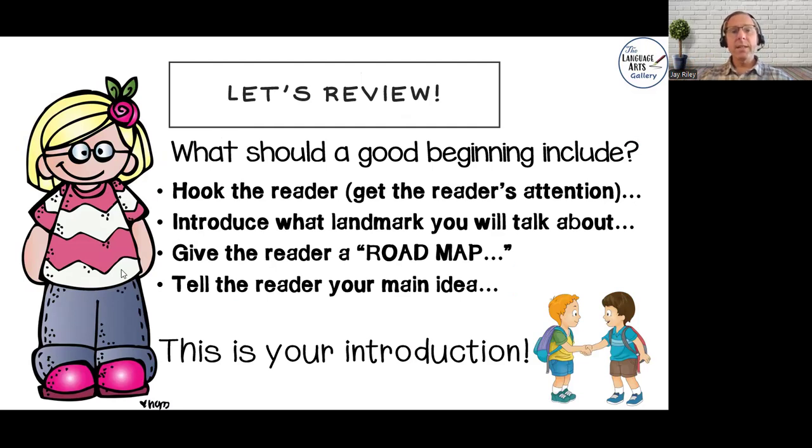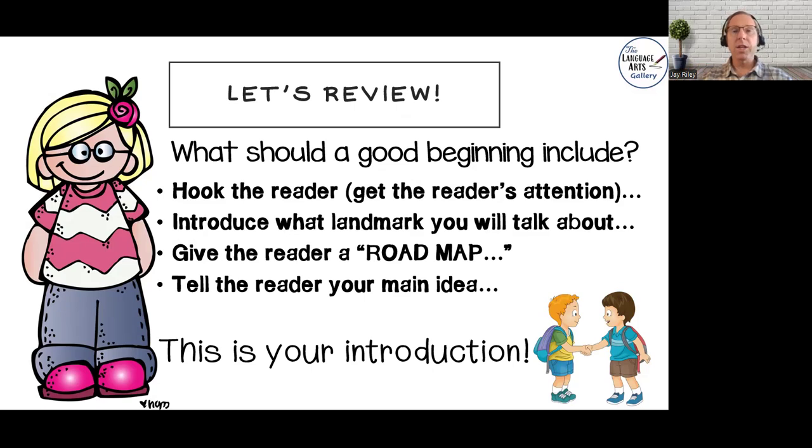So what does our beginning include? Well, we talked about this in lesson 4. We want to hook the reader, get their attention. We want to introduce the topic. Since we're writing about famous landmarks, we're going to say what that landmark is. Then we want to give our reader a roadmap. For students who are a little bit more advanced, I might call this a thesis map. It helps the reader to understand where we're going to go with the essay and how we're going to prove that thesis statement. And then finally, we're going to give the reader the main idea of our essay. And the main idea is, of course, our thesis statement.